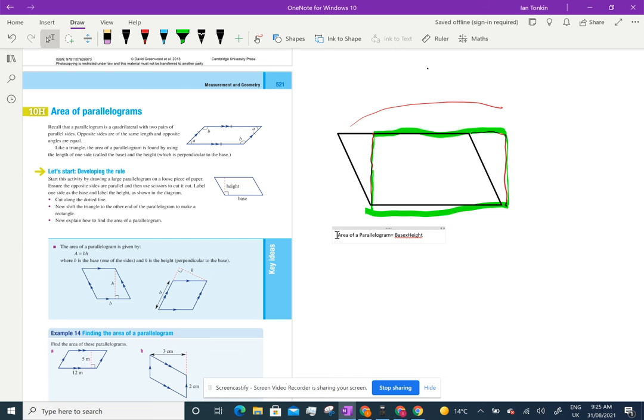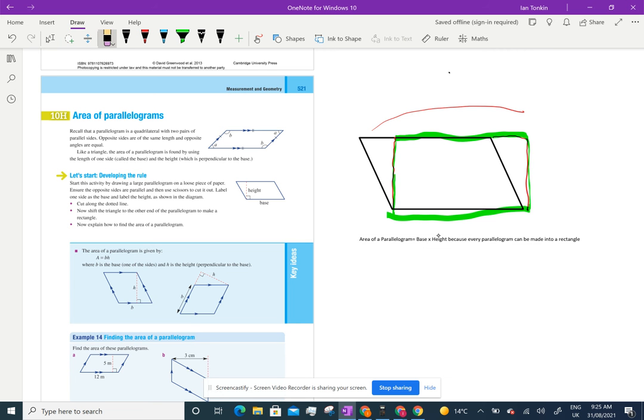And why is that? Well, because every parallelogram can be made into a rectangle. We're just going to use the rectangle formula. But let's go back to this.